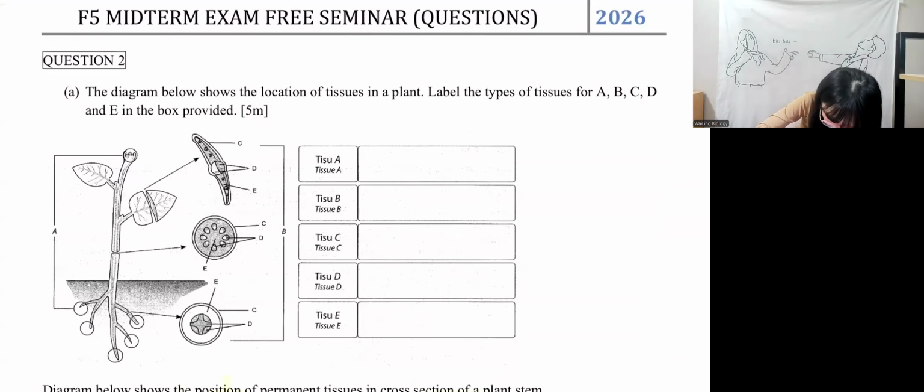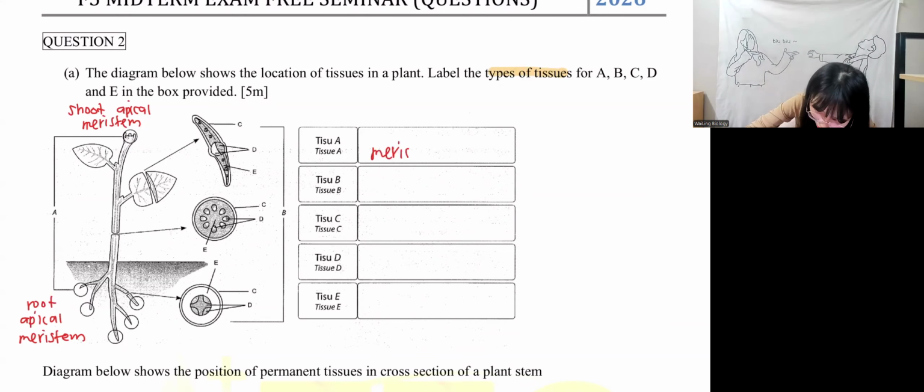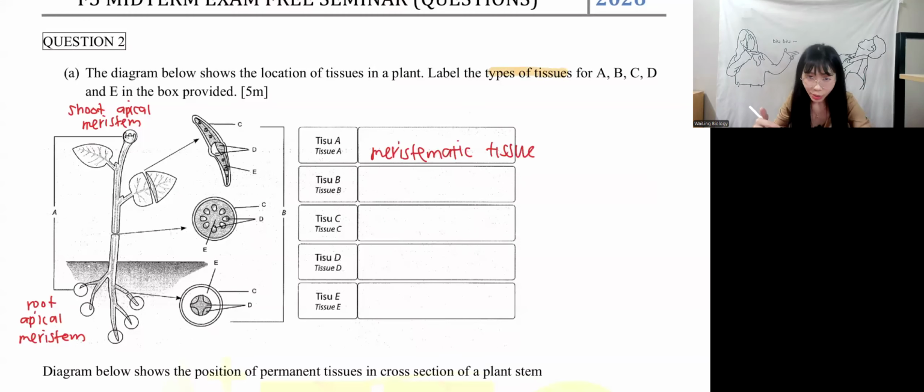We call this shoot apical meristem. Next, at the root, we call this root apical meristem. So we have shoot apical meristem and root apical meristem. So A will be meristematic tissue, because the question wants you to write what? Type of tissue. So you have to end the word with tissue. So we call this meristematic tissue.